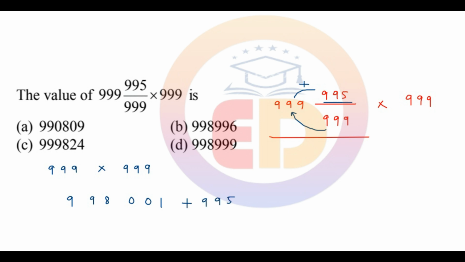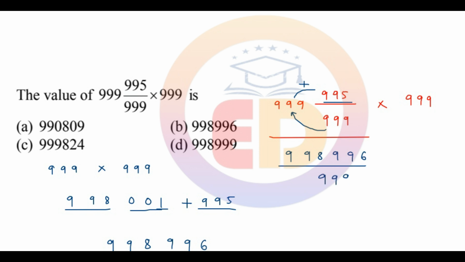Now when I add 995 to this, these first three digits will be same, it will be 998. ये 001 में 995 प्लस होकर ये बन जाएगा 996. So this whole, on multiplying, my numerator becomes 9,98,996 upon 999, which is my denominator, multiplied by 999.